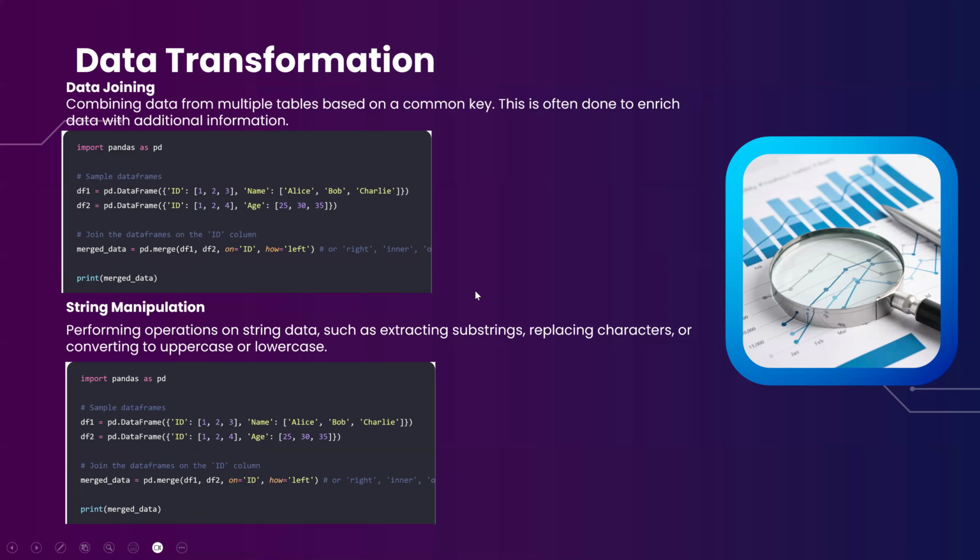We move on. Joining data. When we say join, we understand it as combining two or more things. In SQL, we may define something called a primary key, secondary key, and so on. Here we combine data from multiple tables based on a common key, the primary key in this case. So I have two data frames here, and I want to merge them.